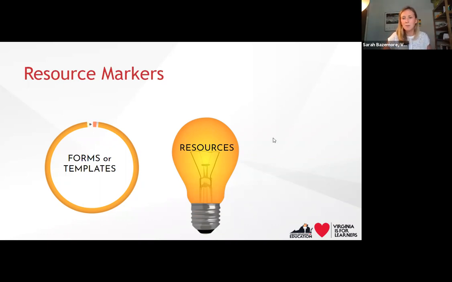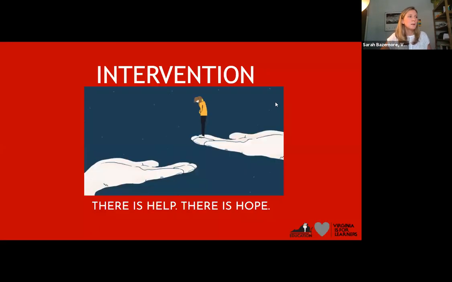And so again, I just want to reiterate that the forms and templates that we suggest here are not mandatory. They're just things that you can use to either tweak the forms that you already have or that already exist within your school if they're working for you, or if you feel like you need to replace. Obviously, feel free to use these as you see fit. So now we're going to roll into that intervention piece.